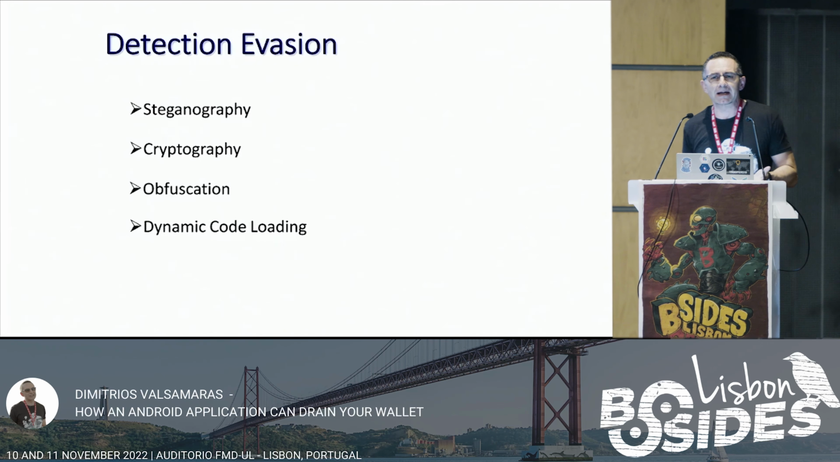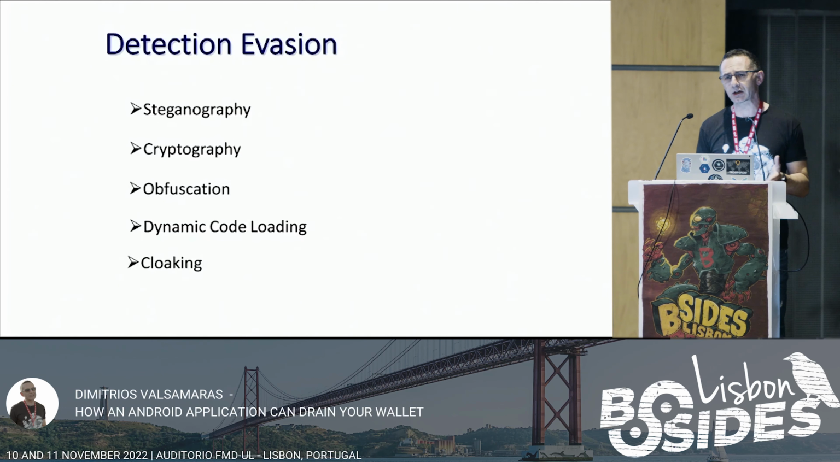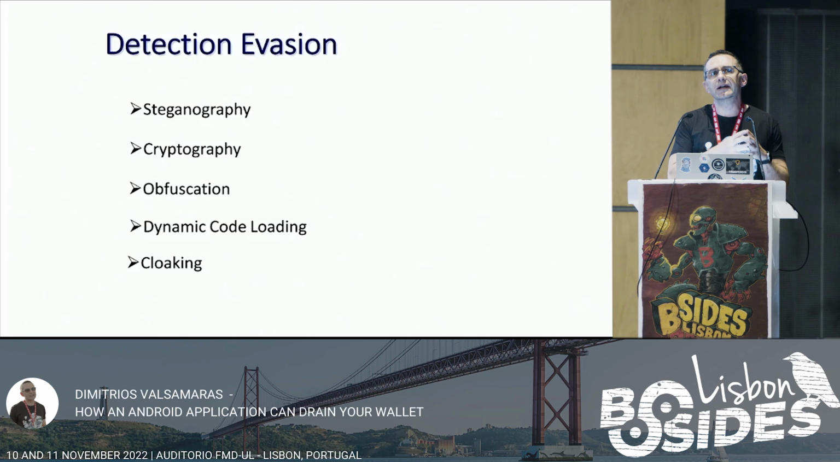and dynamic code loading. What I mean by dynamic code loading is that the code which does the steps that you saw before is not actually there. It's going to be downloaded from the web, loaded, and executed. And finally, cloaking. What is cloaking? We refer to the set of actions which the malware performs in order to detect if it's running in some kind of VM or some specific condition doesn't apply.